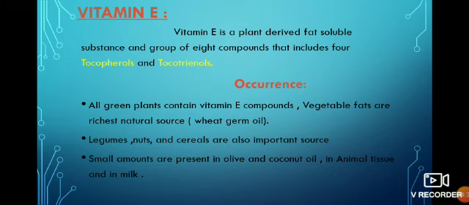Vitamin E. Here, vitamin E is a plant-derived fat-soluble vitamin. 8 compounds that include 4 tocopherols and 4 tocotrienols. Their occurrence: they are mostly present in green plants, which contain vitamin E compounds, and vegetable oils. The richest natural source is wheat germ oil. Small amounts are also present in olive and coconut oil, in animal tissue and in milk.